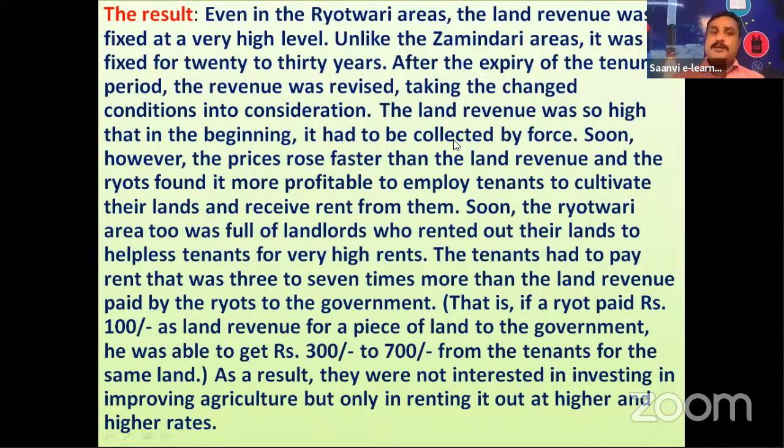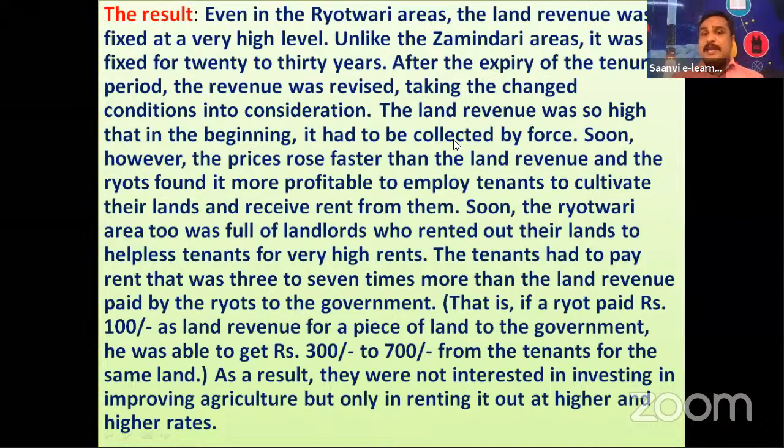See, this is different. Okay, so which is better? This tenant giving land, rented land. As a result, they were not interested in investing in improving agriculture, but only in renting it out at higher prices or higher rates. So this is the result of the systems. Even the Roth Valley system we have discussed, Zamindari system. Underline that, or how much double it is. Okay, which one is the benefit finally? Tenant. It means rented land.